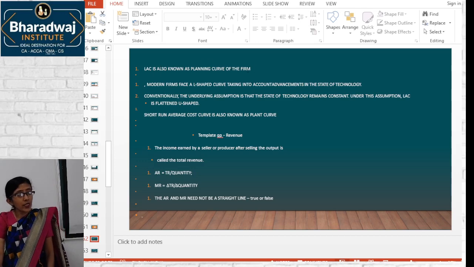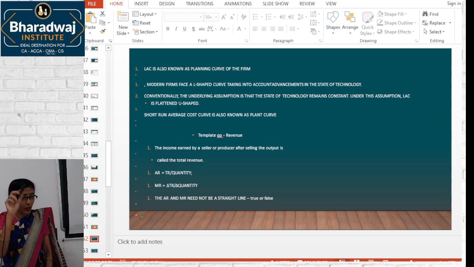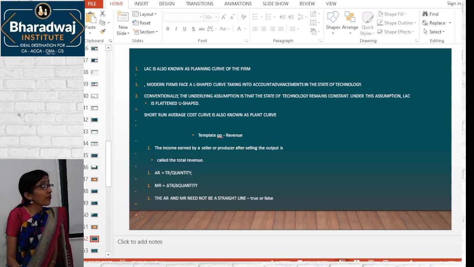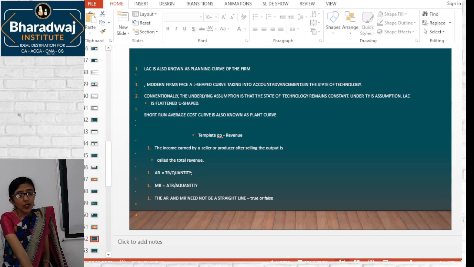Yeah. So LAC is also known as the planning curve of the firm. Modern firms face an L-shaped curve. Conventionally, it is a flattened U, boat shape, envelope, whatever it is. Look at the option given, flattened U. That's why I drew the diagram and showed it. For MU, it will be a typical U. This will be a flattened U as it embraces a family of short-run average cost curves. The short-run average cost curve is also known as the plant curve.